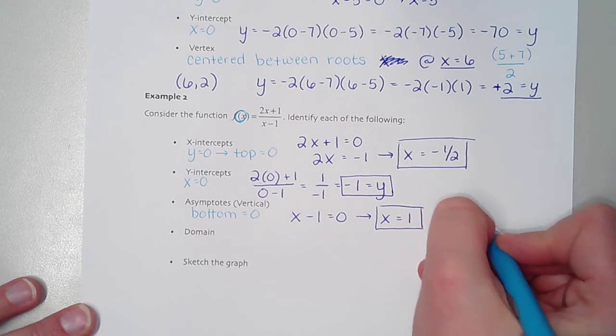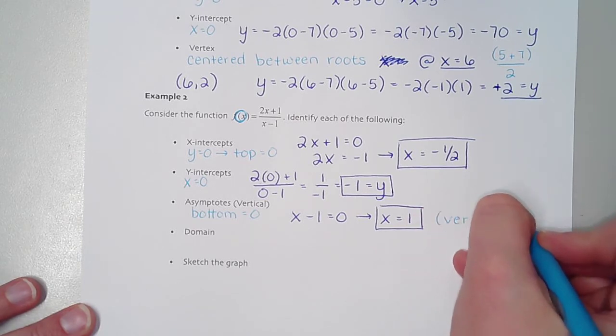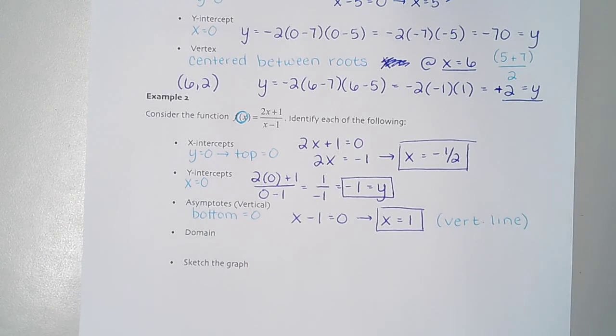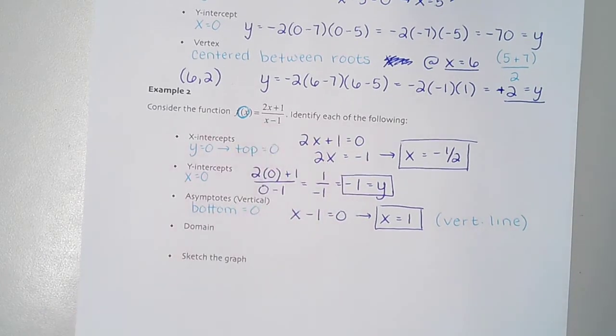So this is not just a value of x. On the graph, this will be a vertical line that is an asymptote, where the graph approaches it but doesn't touch it. It can't touch it because we can't let x equal 1.